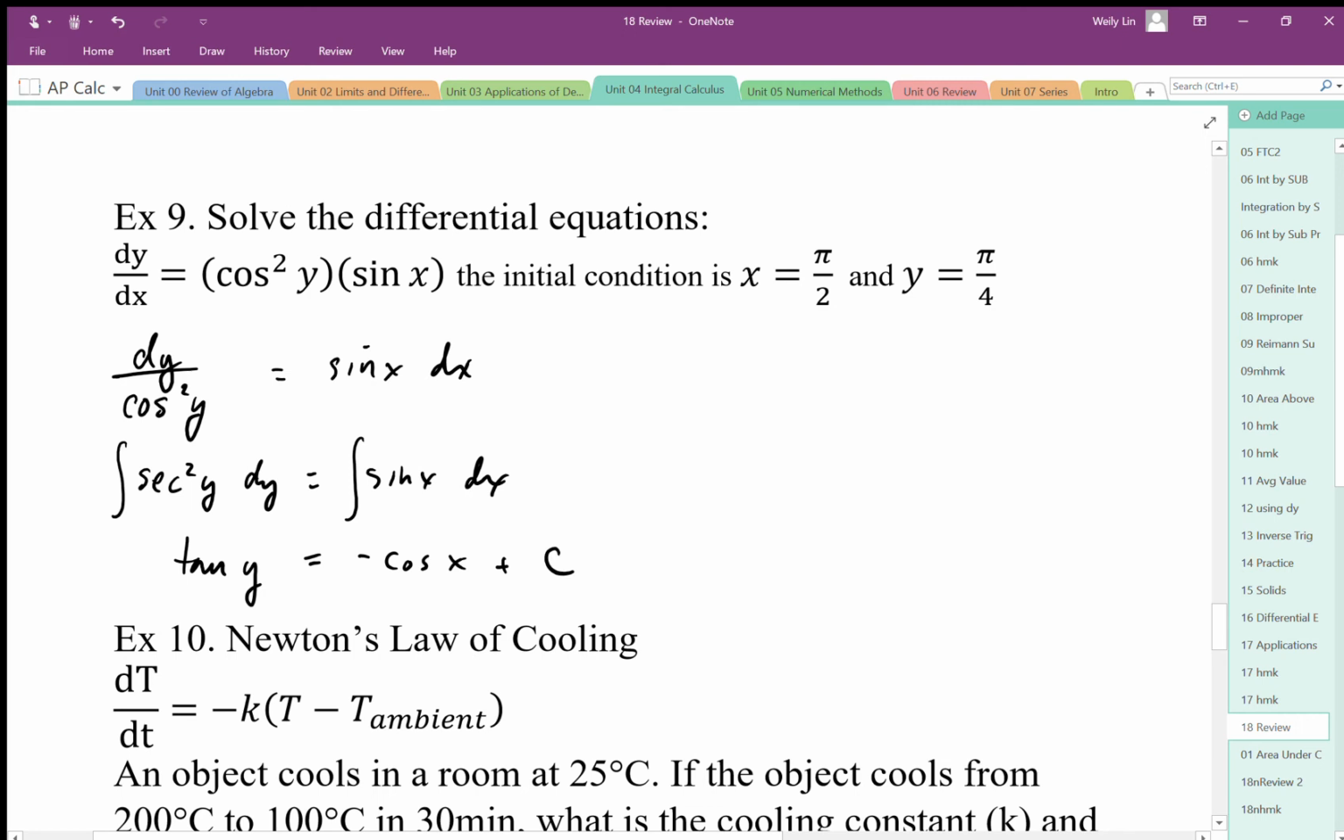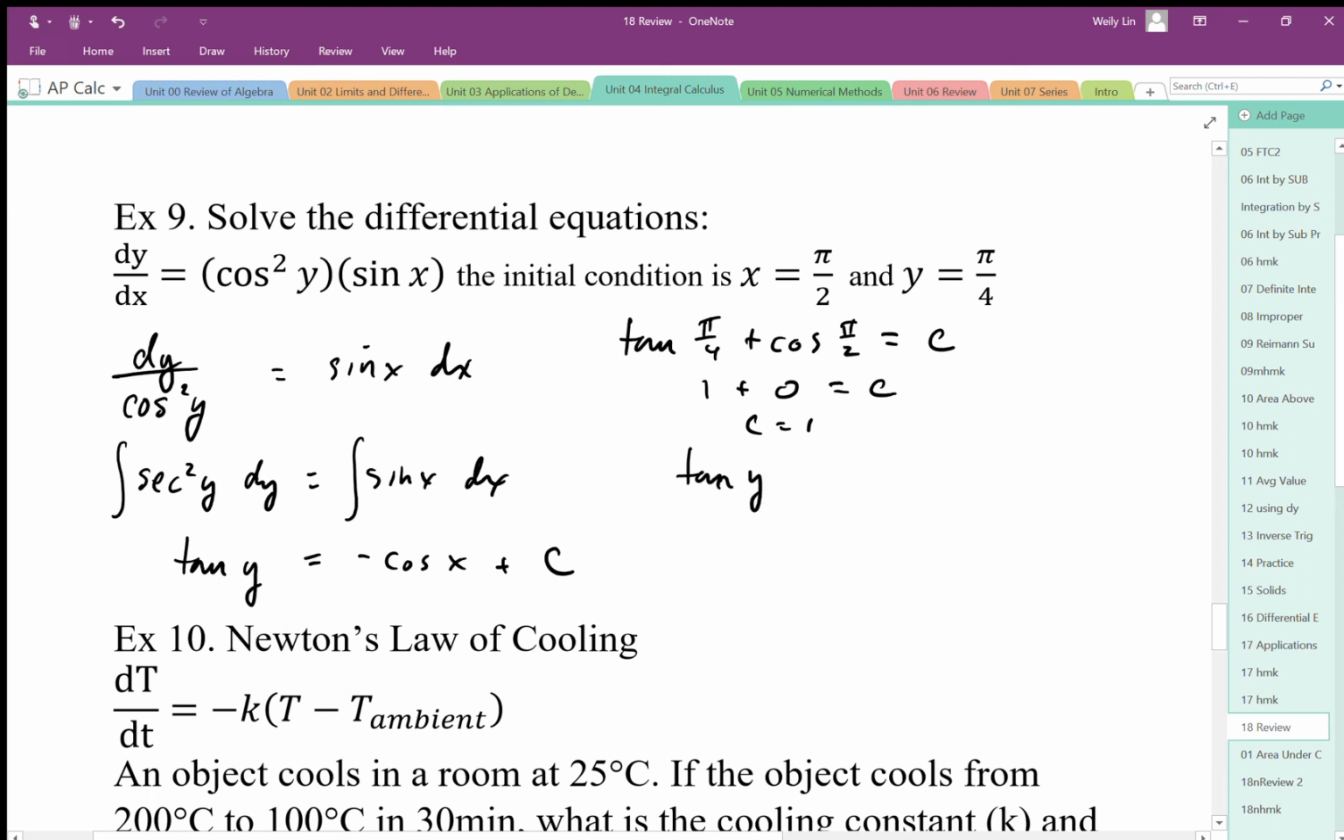I can solve for c by plugging in, and I'm going to end up with tan of pi over 4 is equal to negative cosine, or I'll just go plus cosine of pi over 2, which is 0, is equal to c. That's going to be tan of pi over 4. The tan of 45 degrees is 1. 1 plus 0 equals c. So c equals 1.